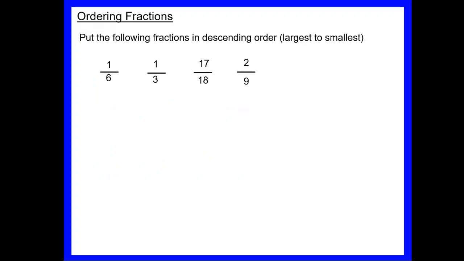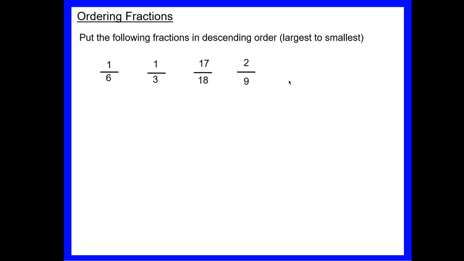Okay, let's do another example. So this time we're also asked to put them in descending order. Descending means largest to smallest. So again, step 1, find the lowest common denominator. So 6, 3, 18 and 9. We find the lowest common multiple of all of those.